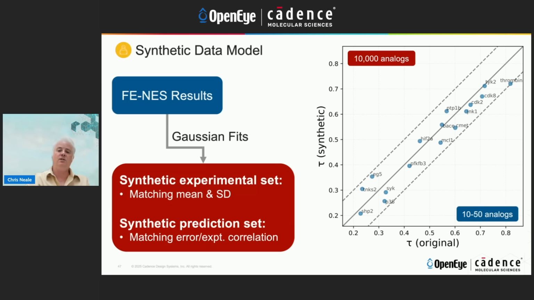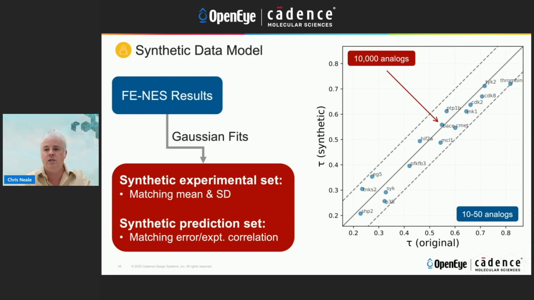And what I'm showing you here is that in creating this synthetic data, I've maintained the approximate ability of the predictions to rank order the molecules by the experimental data. So the tau between real predictions and real experiment for these 10 to 50 analog sets is horizontal, and the taus for the synthetic predictions versus synthetic experimental data for 10,000 analogs is vertical. And I'm just going to dive into one of these from the middle of the pack.